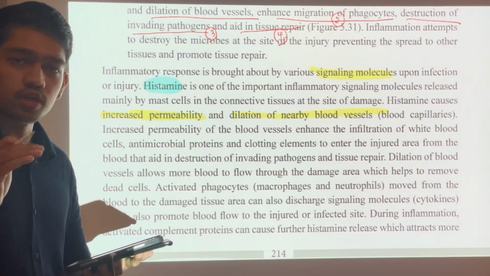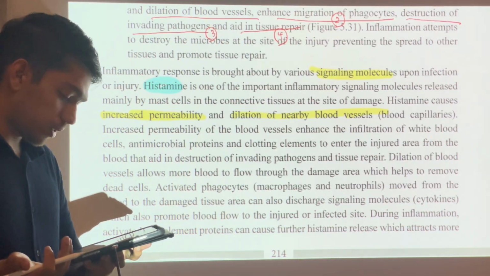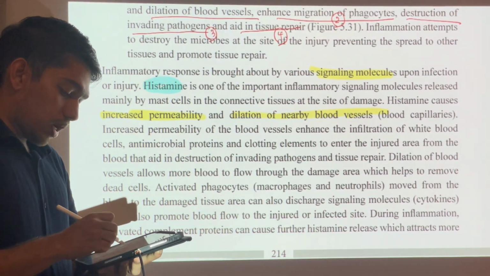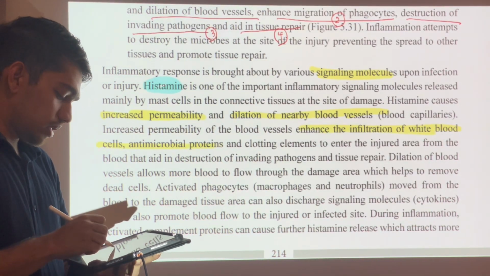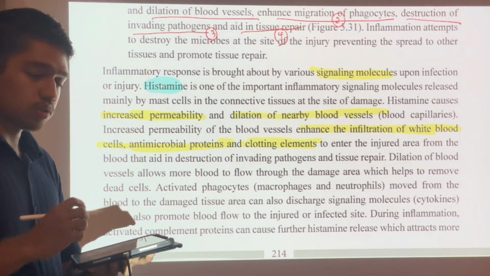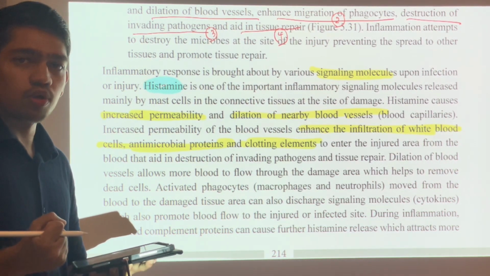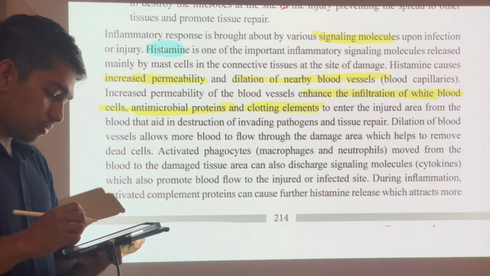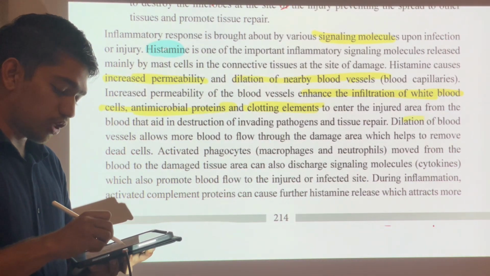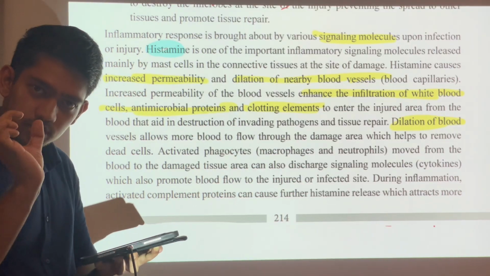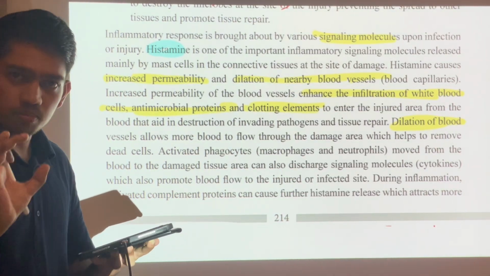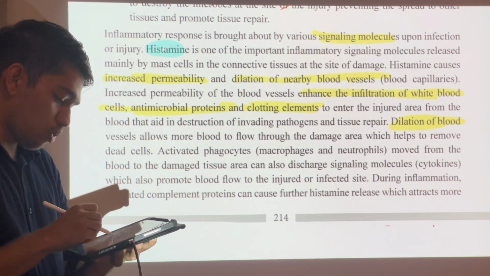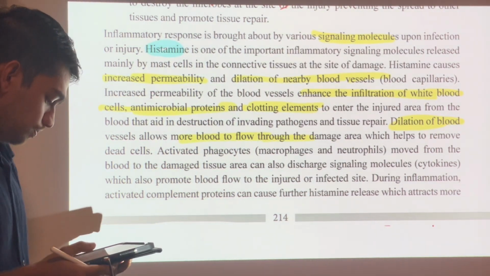So usually near a tissue, it's going to be blood capillaries, right? So increased permeability is going to do what? It's going to enhance the infiltration of white blood cells, antimicrobial proteins and protein elements, all the important things we require for this fight, right? And what's the purpose of dilation? Dilation is going to increase the diameter of the blood vessel so that many defensive molecules or cells can come into the site. So more blood can flow through the damaged area.